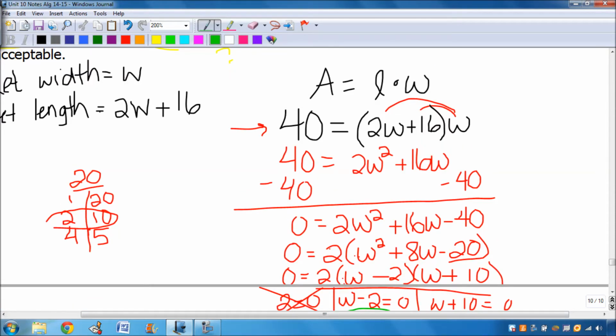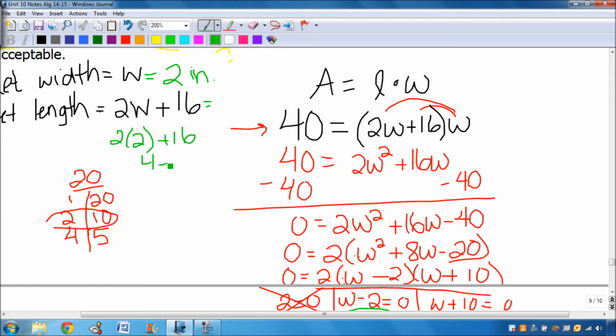So I'm going to go back into my let statements, and now I know that the width is 2. And what's the unit? Well, it says that the area is square inches, so the width is 2 inches. And then the length is 2 times 2 plus 16.